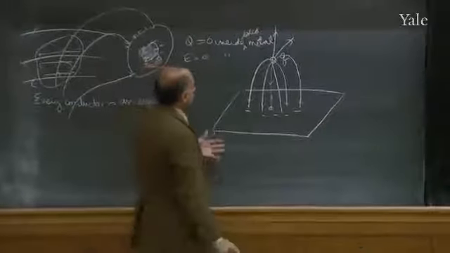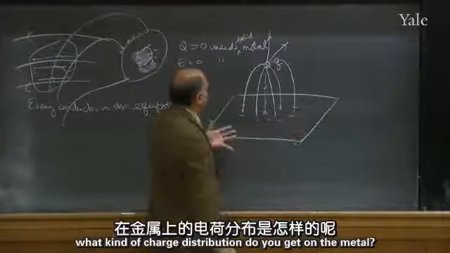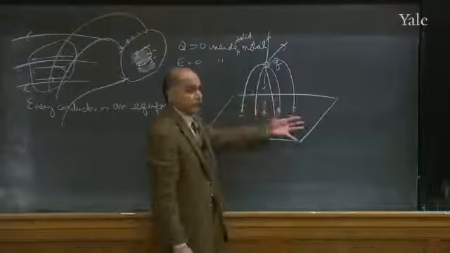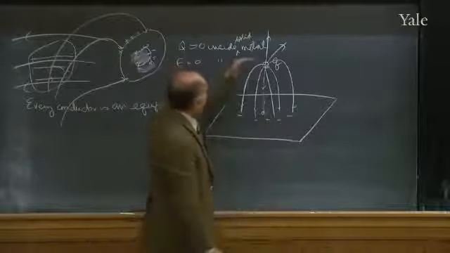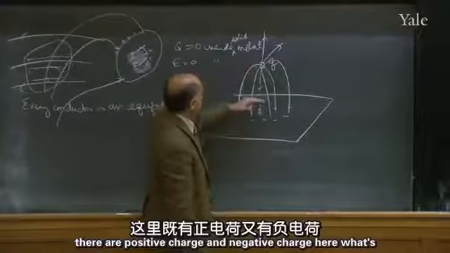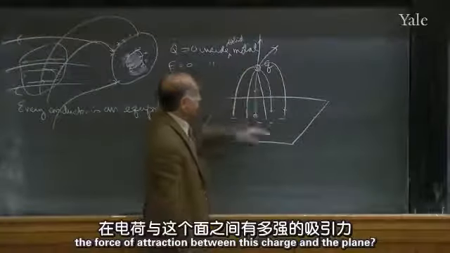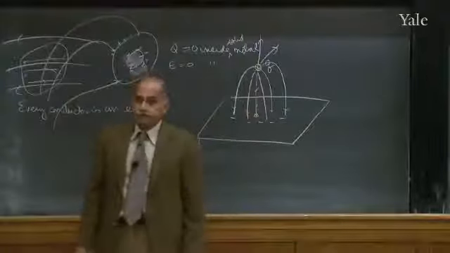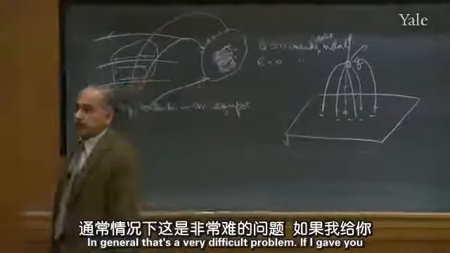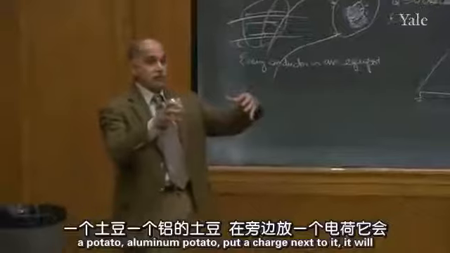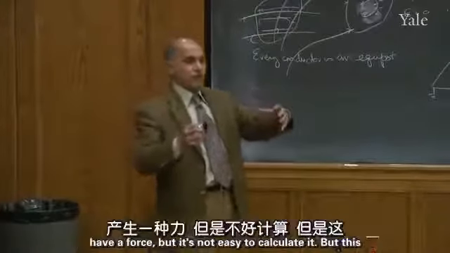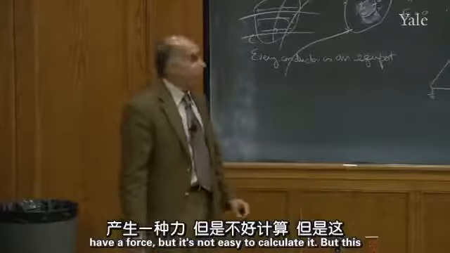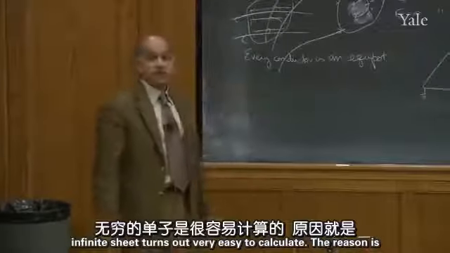So the question is, what kind of charge distribution do you get on the metal? How much charge is there on the metal? And because there's positive charge and negative charge here, what's the force of attraction between this charge and the plane? In general, that's a very difficult problem. If I give you an aluminum potato and put a charge next to it, it will have a force, but it's not easy to calculate. But this infinite sheet turns out to be very easy to calculate.